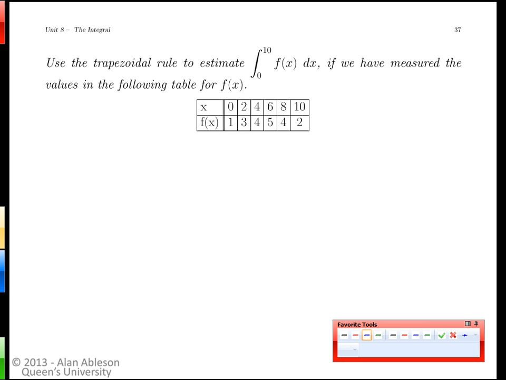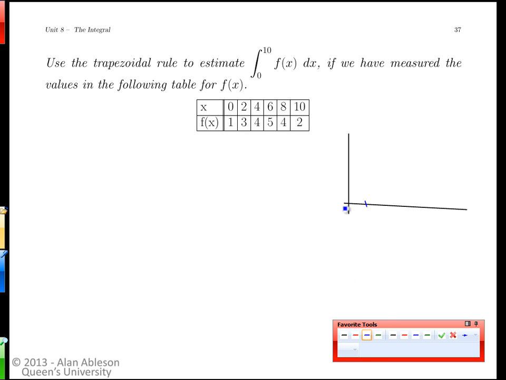We now consider a function whose formula we don't have, but for which we have a number of data points. And we're going to use our new estimate techniques, in particular the trapezoidal rule, to estimate the integral between 0 and 10 of this function. Now I think it really helps to have a quick diagram of the function itself here.